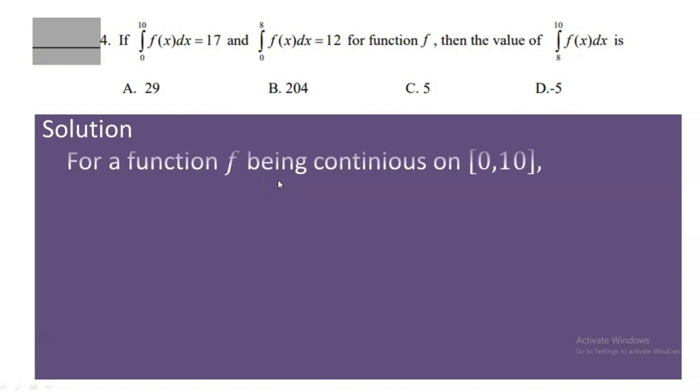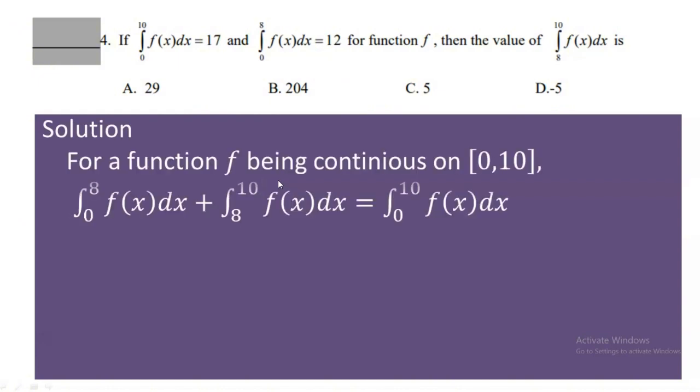So as you know, if the function is continuous on the interval 0 to 10, then the integral from 0 to 8 of the function plus the integral from 8 to 10 of the function must be the same as the integral from 0 to 10 of the function. This is one property of the integration. As long as the intervals are not overlapping, we can have this kind of condition. Now, from this, you are asked to determine this value. You see the integral from 8 to 10 of f of x dx.